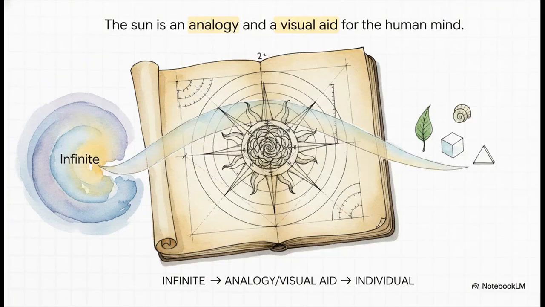Now, let's pause here for a quick but absolutely crucial clarification. As the text explicitly points out, while the sun is an incredible teaching tool for our minds, it is strictly an analogy. The creator resembles nothing. We're just using the physical properties of the sun as a visual aid to help our human minds sort of bridge that gap between the infinite and the individual. Think of it as a stepping stone for our understanding, definitely not a literal description.